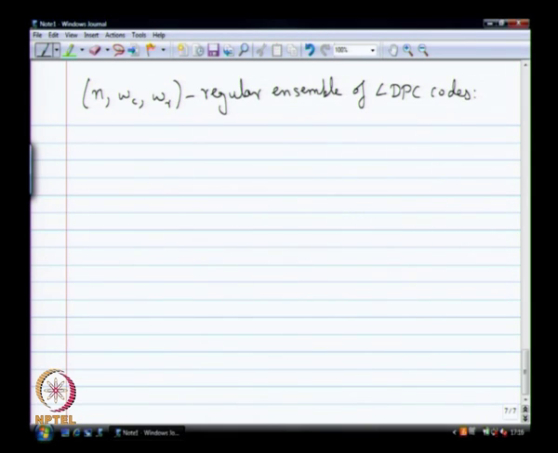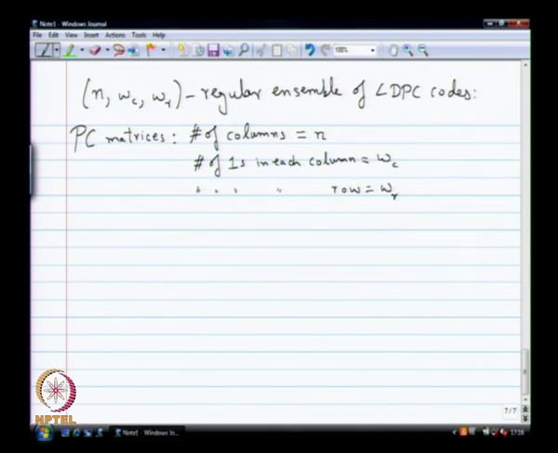So what are these codes? These are basically parity check matrices that have the following properties: number of columns equals n, number of ones in each column equals WC, number of ones in each row equals WR. What about the number of rows? Should I specify that? It turns out that it is not independently specified.